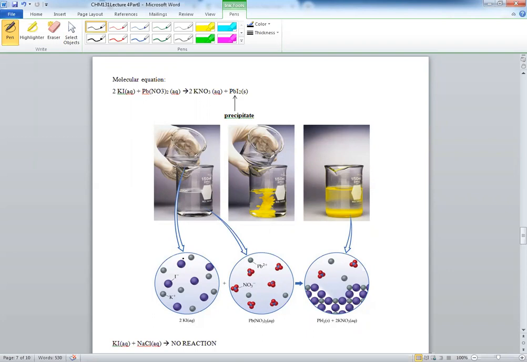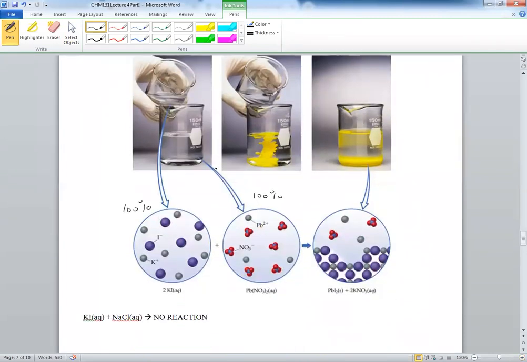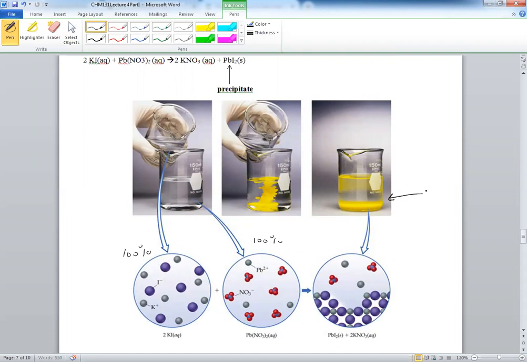Look at them. Because you have, again, potassium. You're adding it. There's potassium and iodide dispersed in solution, 100%. You also have 100% of lead and nitrate right there. But what is happening is as you start adding them together, watch here, a yellow solid forms. It's like out of nowhere. Well, what happened here? A precipitate formed. This yellow material, that's a precipitate.